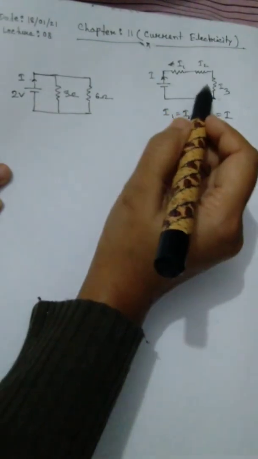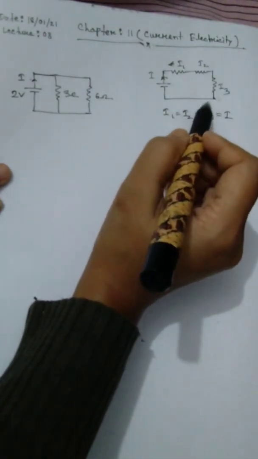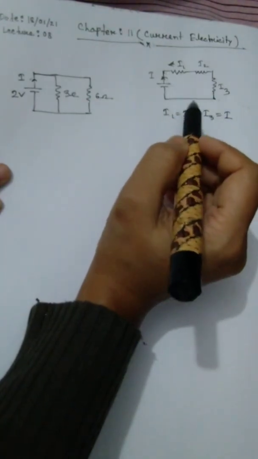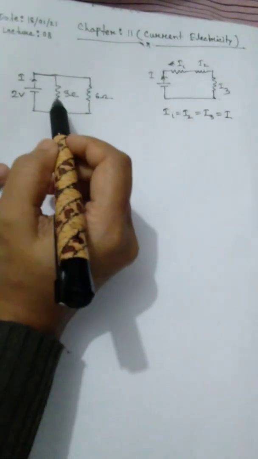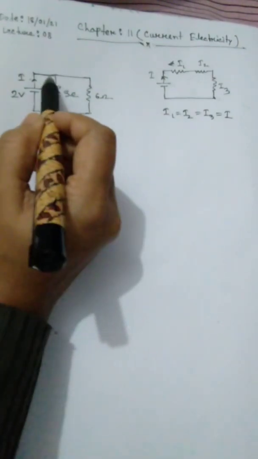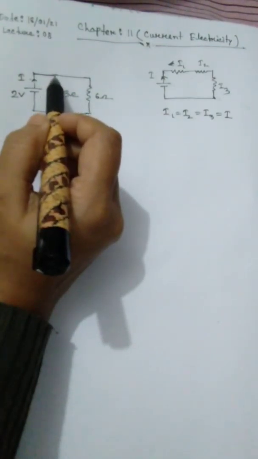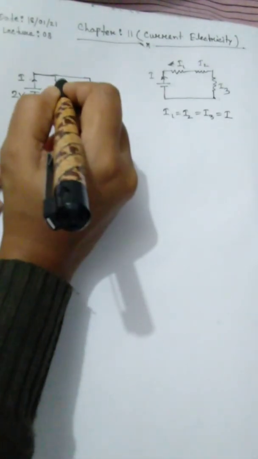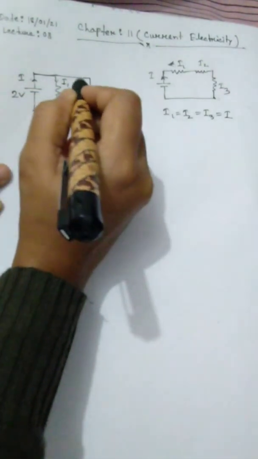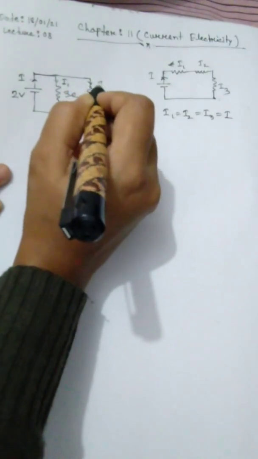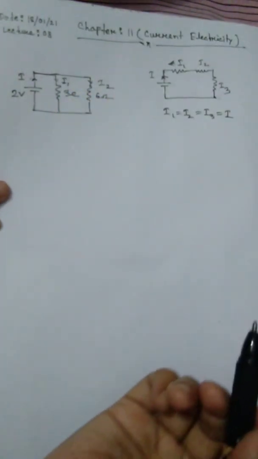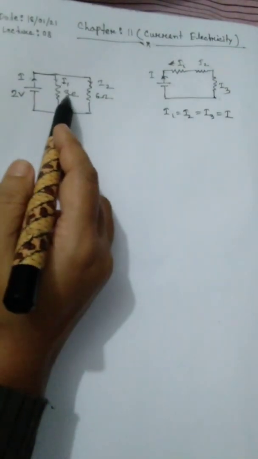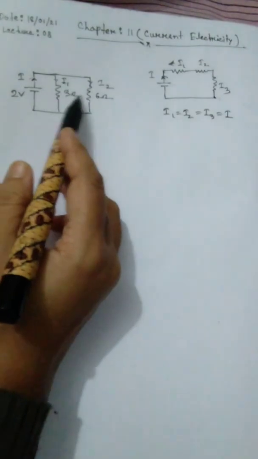But in case of a series combination, the current passes through a single way. Here, as there are parallel resistors, the current coming here gets two branches. For the first resistor, assume the current is I1, and for the second resistor the current is I2. So our main motive is to determine the current for the two branches, that means I1 and I2.